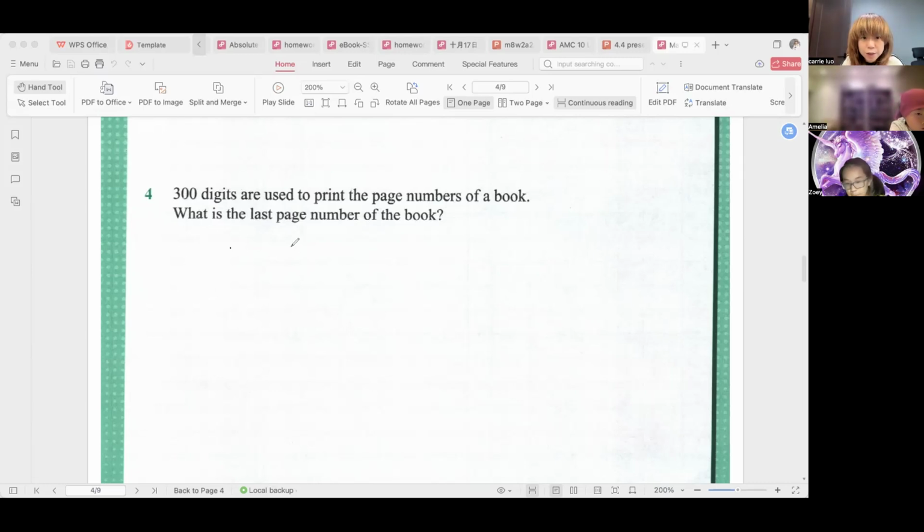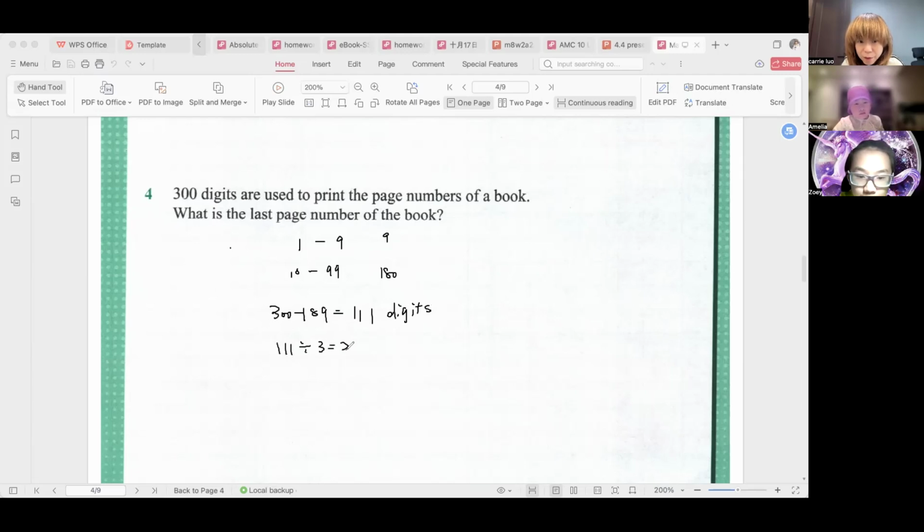Okay, I'm going to start to explain, okay? So Zoe, 1 to 9, we have used 9 digits, and 10 to 99, Amelia, I have used 180, right? So 300 minus 189 equals what? 111. I have 111 digits left, not being used, but 111 represent how many pages? 37 pages, right? So that means from 100 to 136, I have exactly 37 pages.